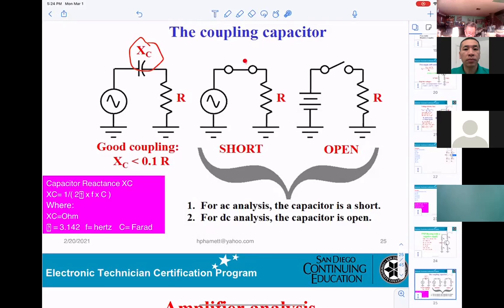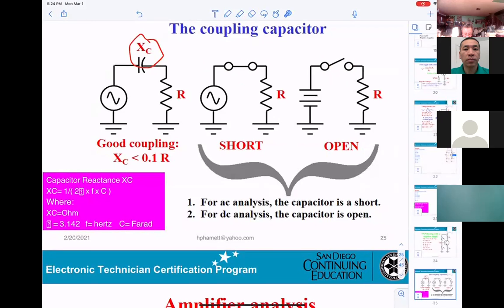And next, they're showing you this is shorted, and this will be open. When the capacitor is open, no current can flow for the DC. But when it is shorted, it allows the signal, for example, from one side to go to the other side. So they say for AC analysis, the capacitor is shorted. For DC analysis, the capacitor is open.